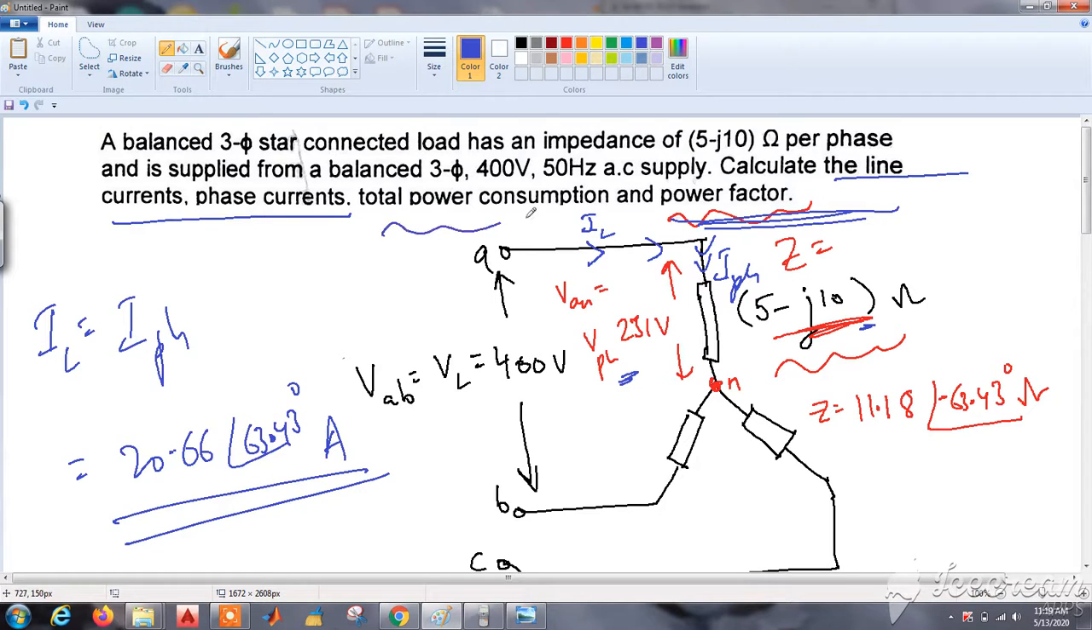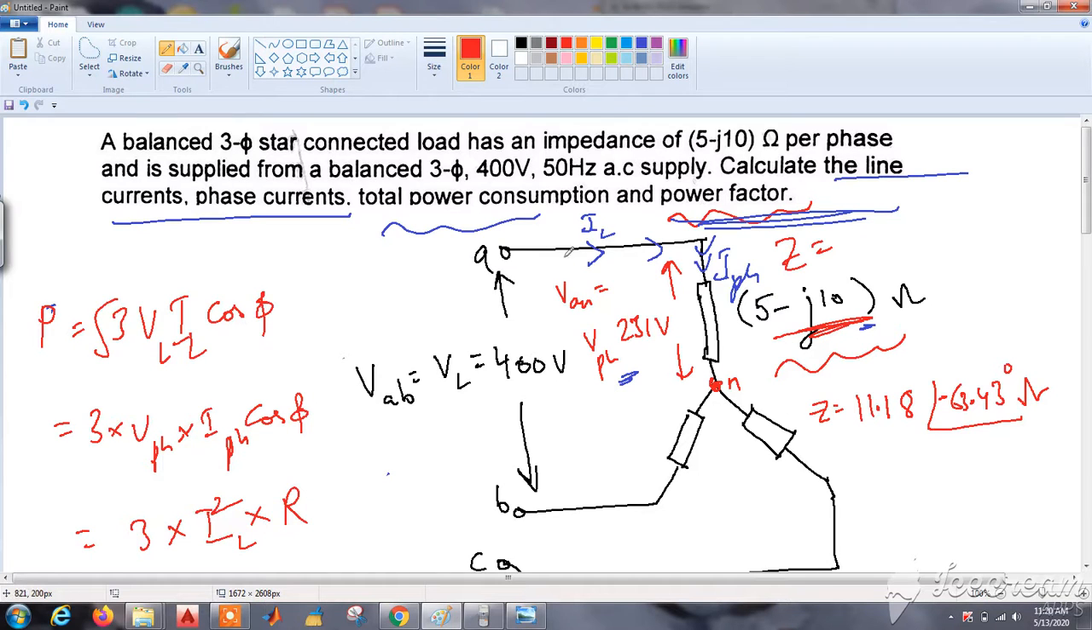Now let's see the total power consumption. For calculating real power, three phase power consumption, we have many formulas, that is root 3 VL IL cos phi, 3 V phase I phase cos phi, and 3 I square R. So you calculate any of these, you will get the same result.